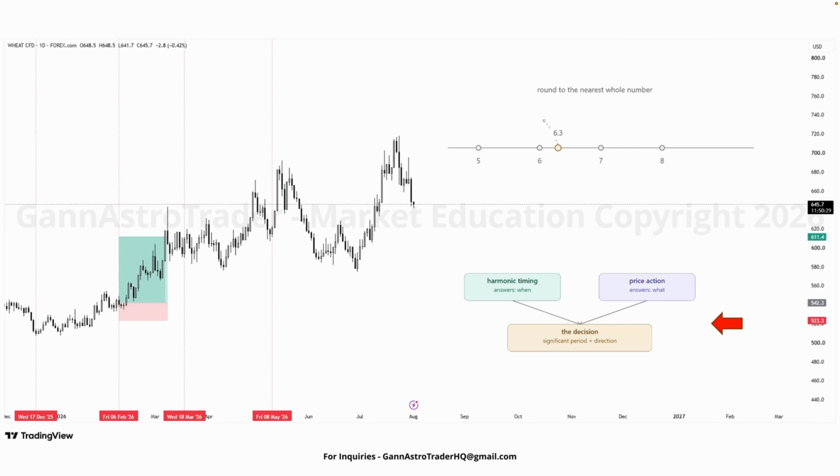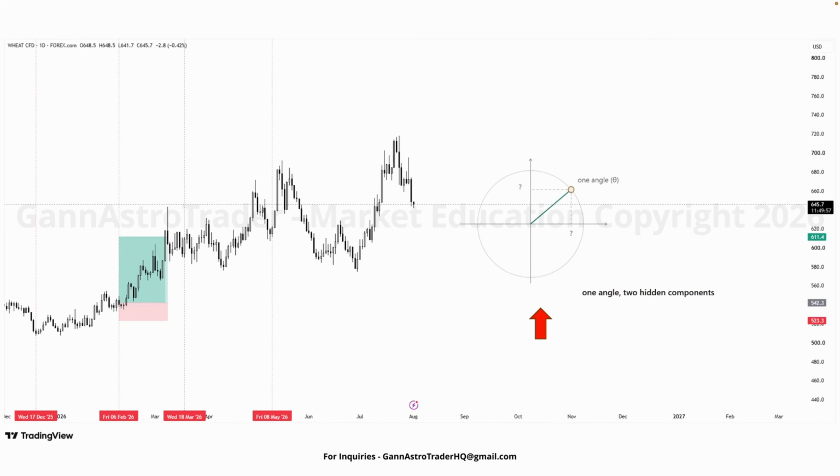Another common misunderstanding is that harmonic timing should predict whether the market will move higher or lower. That is not the objective of this methodology. The purpose is to identify periods where market timing becomes significant. Once the projected interval is reached, price action, market structure, and other analytical tools determine the direction. Harmonic timing answers when, while price analysis answers what.